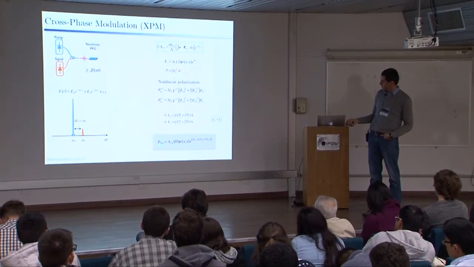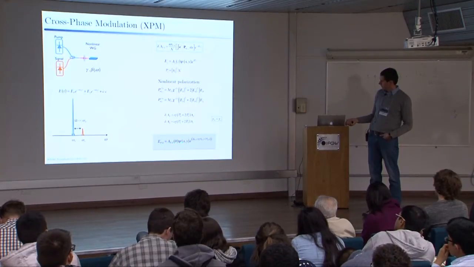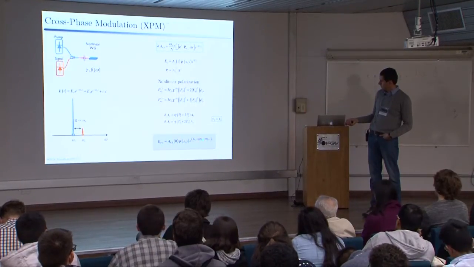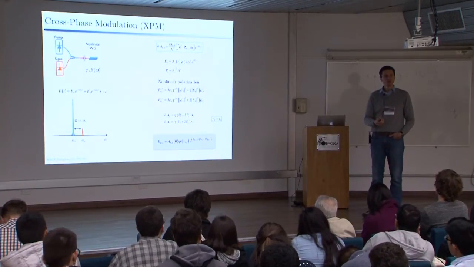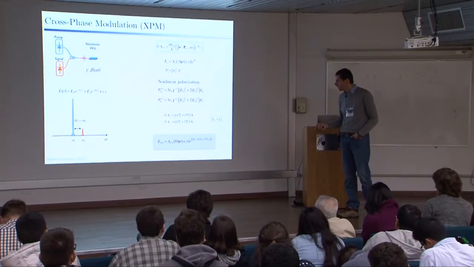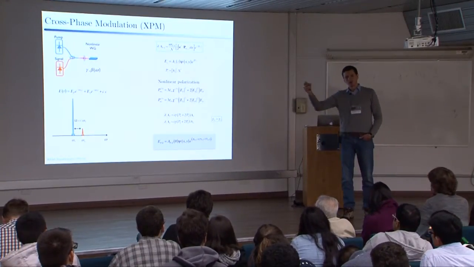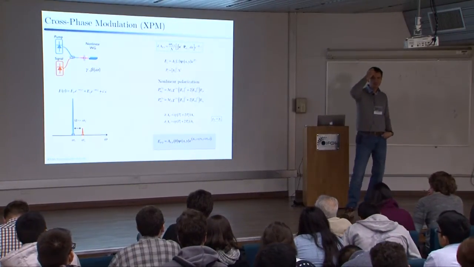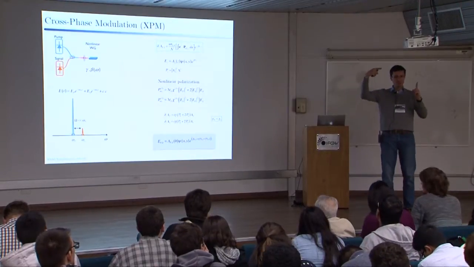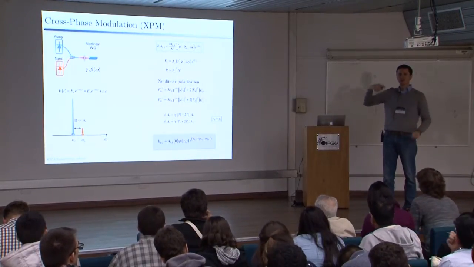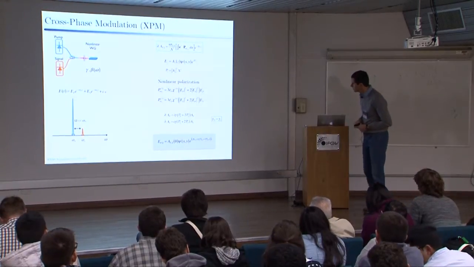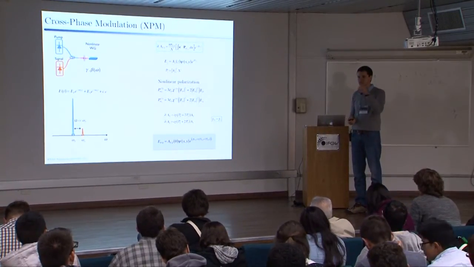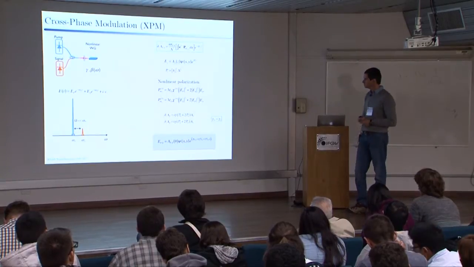So this is P, S, P, S, P, S, now S, P. So the phase of one laser, as it propagates, is influenced by the power on that laser, but also by the power present in the other laser. So I can use one laser to change the phase that another one feels, right? So this can be used for switching, for example. I change the index with another laser.